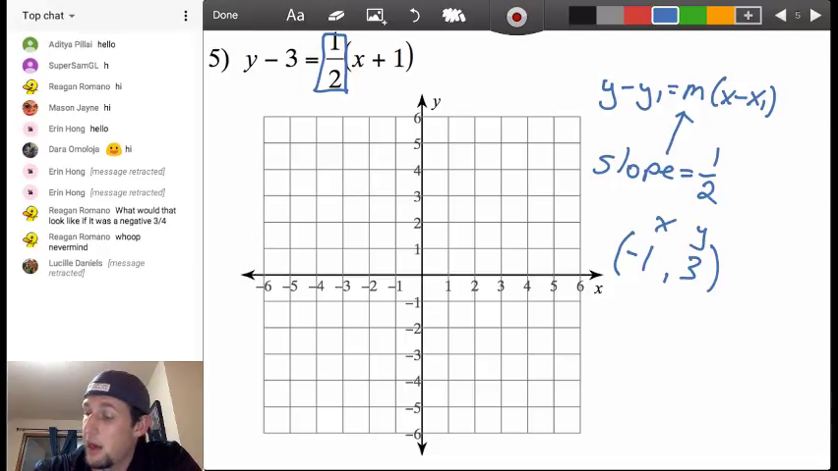I plot my initial point, -1, 3, is right here. And then after I plot my initial point, it's a positive slope, so I'm going up 1 and right 2. You can do that a couple times if you want. You don't actually have to. I usually just like to. You can also go down and left. Down and left will still create that uphill slope when all is said and done.